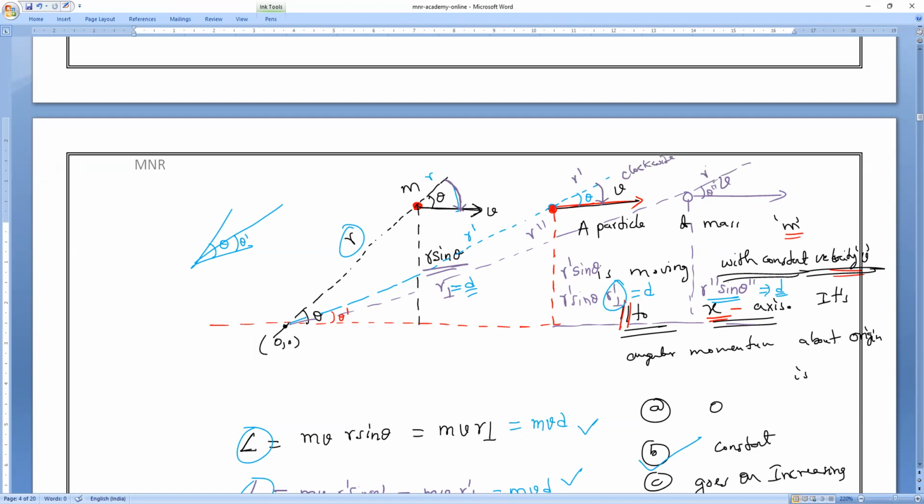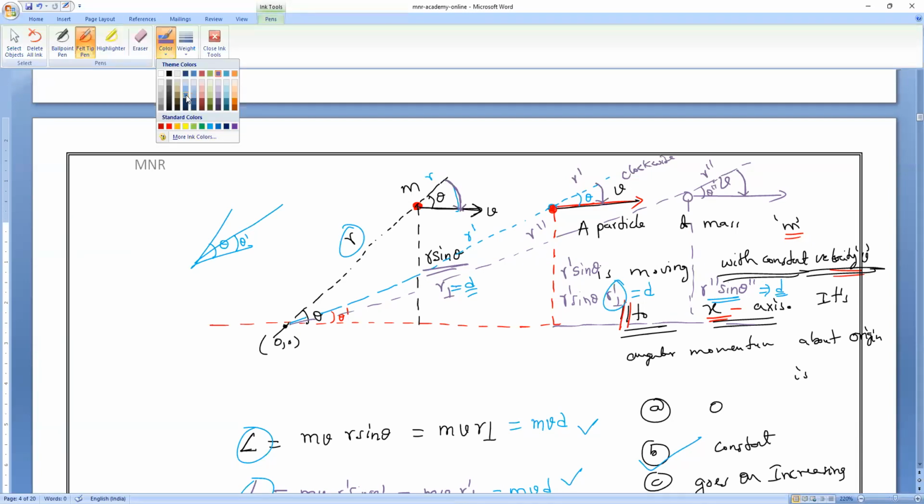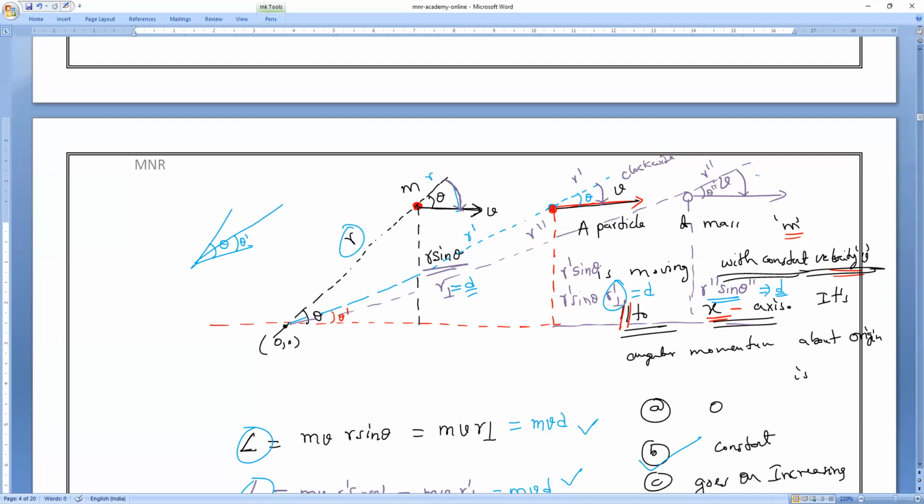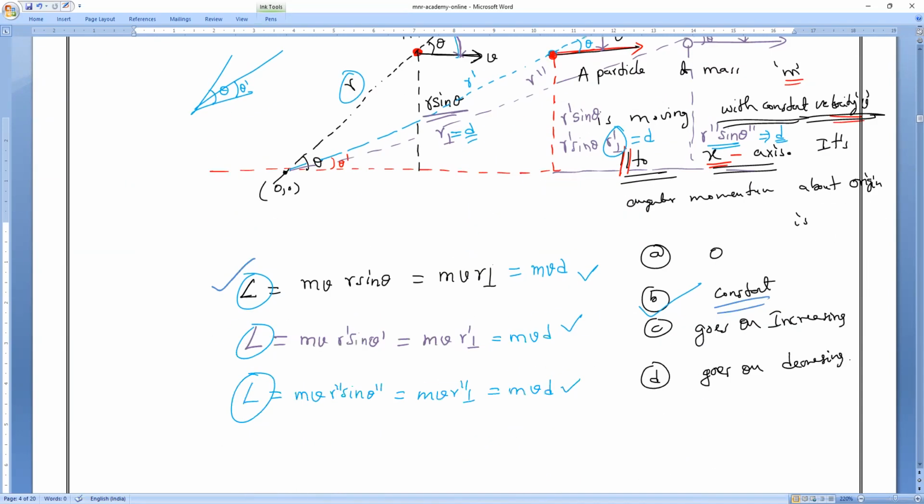Here r double dash to v, apply the right hand thumb rule. Still clockwise only. So everywhere, what is the direction of angular momentum? Remains the same. Understanding? So angular momentum remains constant if a particle is moving with a velocity which is parallel to the x-axis. That's all it is. Very simple.